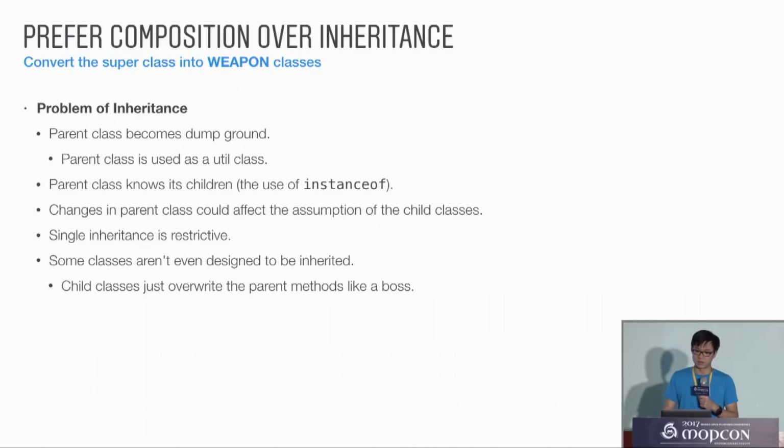There is a problem with inheritance: children try to know too much about their parents, and the parents try to know too much about their children. I won't go into detail here, but you could look up online why inheritance has some issues. So using composition is much more powerful.